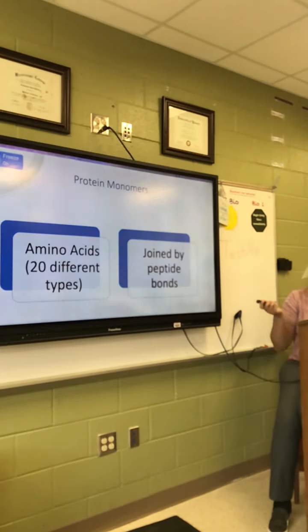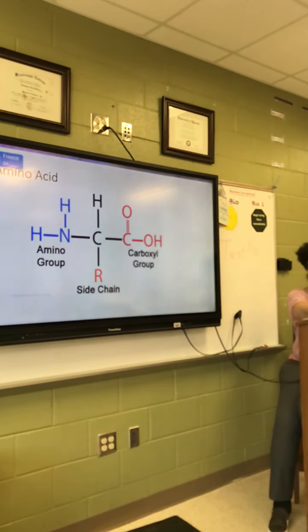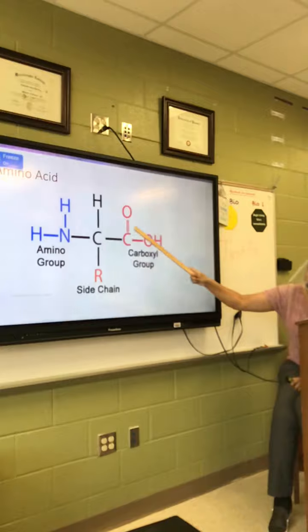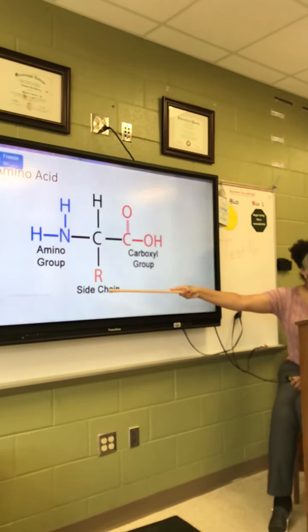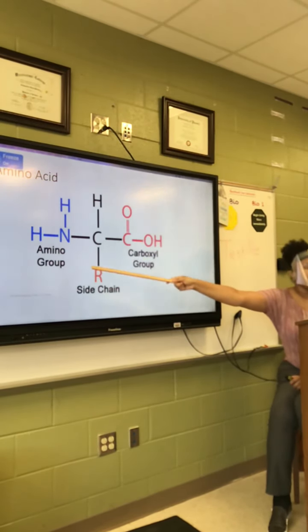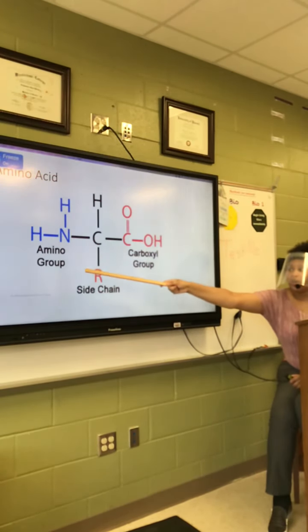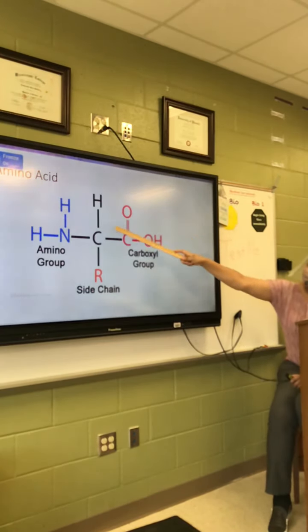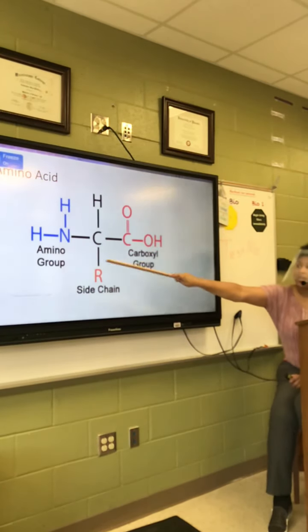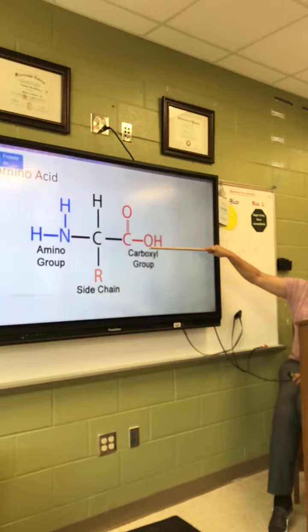Don't forget about it. Now, this is an example of an amino acid. An amino acid has a backbone structure, which is what you see at the top, and it has a variable side chain, okay? The backbone structure will always have an amino group, which is the N with the nitrogen, so that's the NH2. It will always have a carboxyl group on the other end. So there's always an amino, there's always a carboxyl.